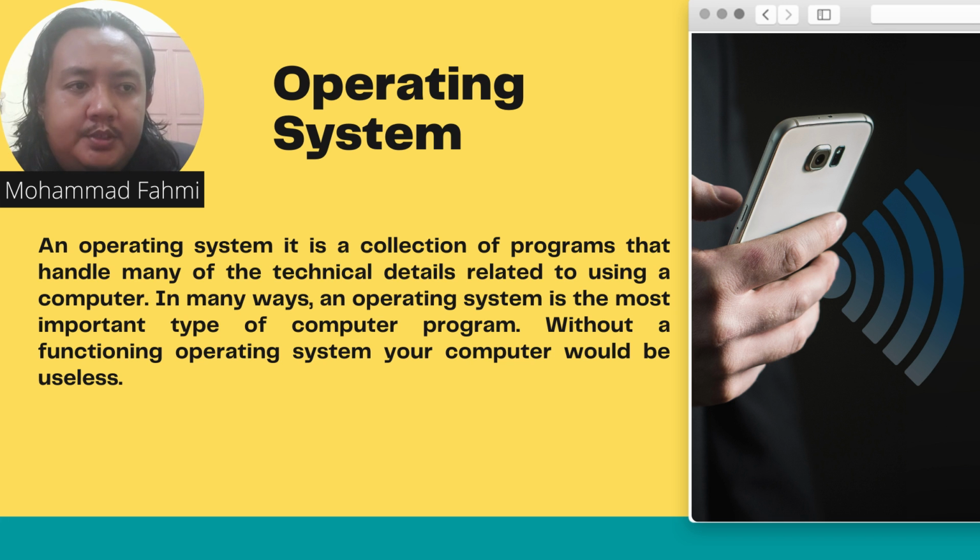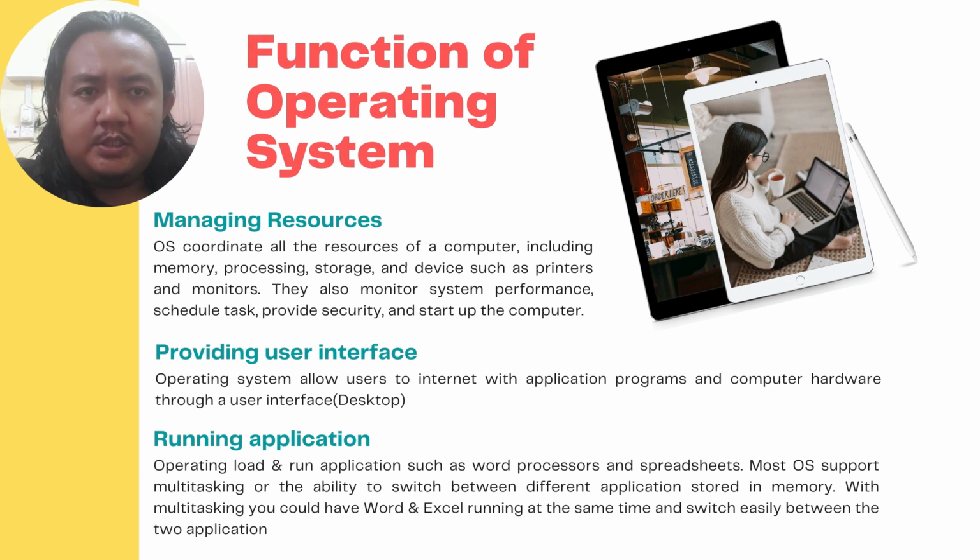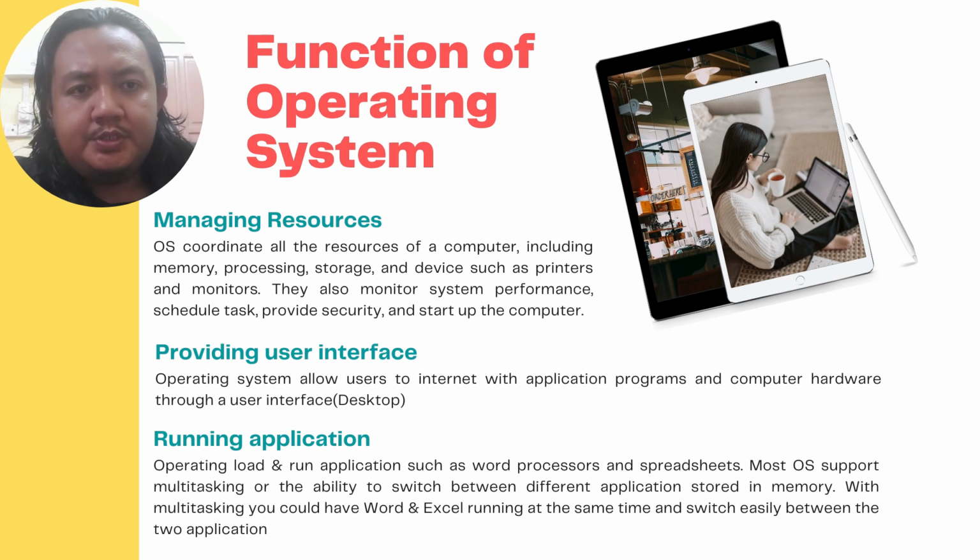Operating system is a collection of programs that handle many of the technical details related to using a computer. In many ways, an operating system is the most important type of computer program. Without a functioning operating system, your computer will be useless. Functions of the operating system: managing resources, providing user interface, and running applications.